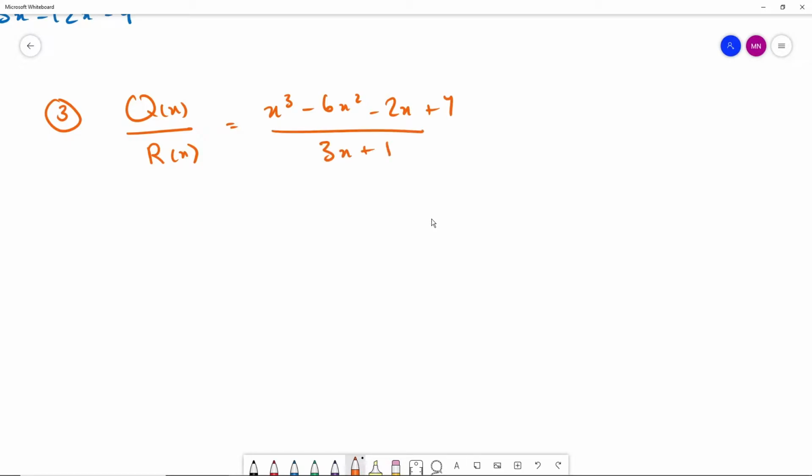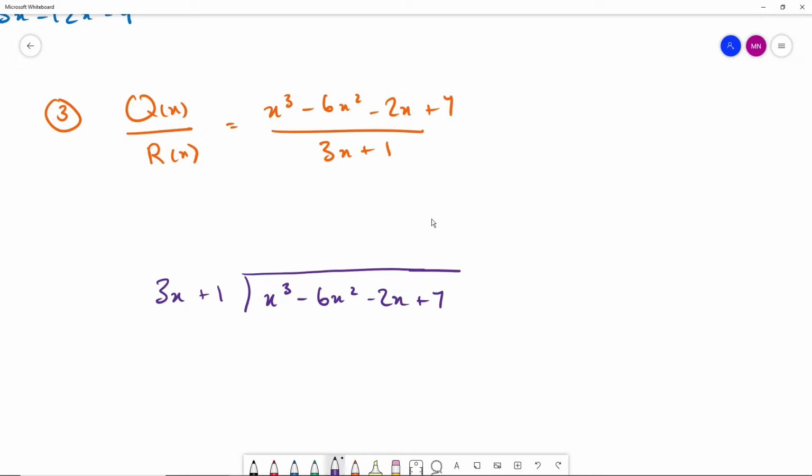Now we want to find q(x) divided by r(x). So that means we have to find x to the power of 3 minus 6x squared minus 2x plus 7 over 3x plus 1. In order to do division, we must write the operation in the form that you did during your elementary school: 3x plus 1 dividing x to the power of 3 minus 6x squared minus 2x plus 7.